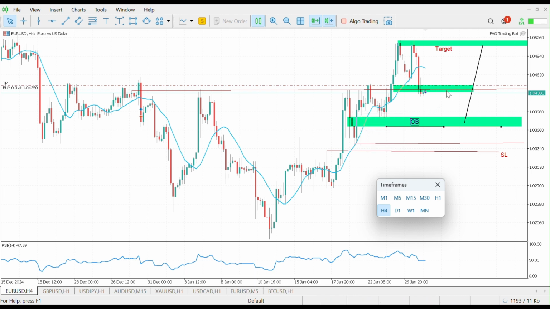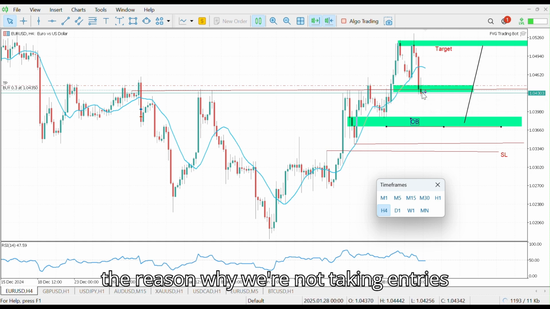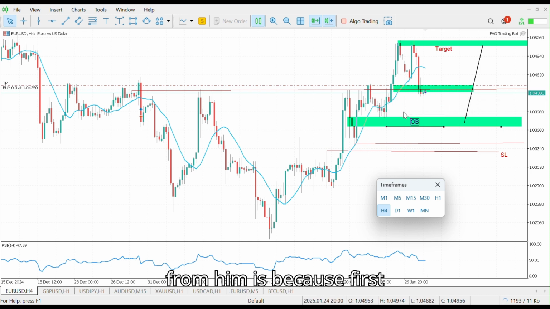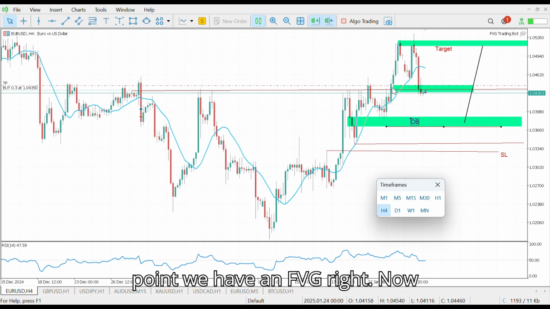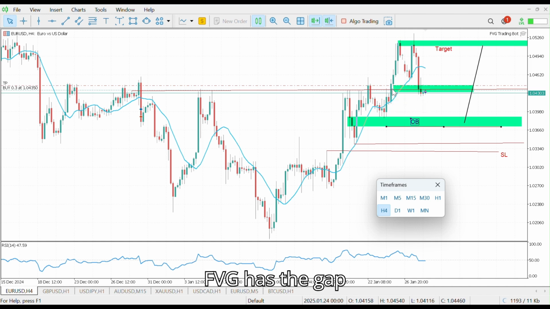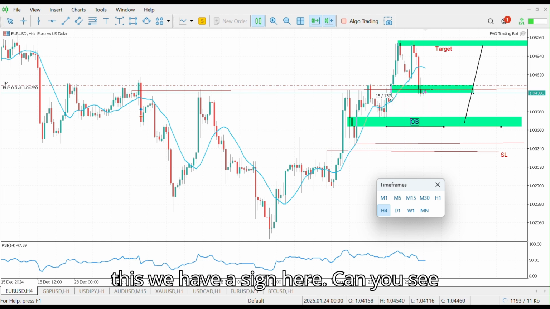So now, the reason why we're not taking entries from here is because, look at this, this is the breakout point, and from the breakout point we have an FVG, right? Now FVG has a gap value, fair value gap. Now from our FVG, let's take a look at this. We have a sign here. Can you see this?